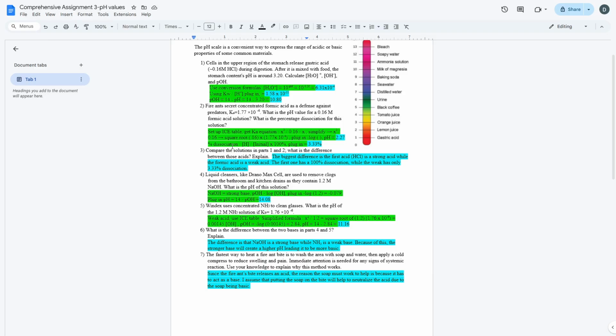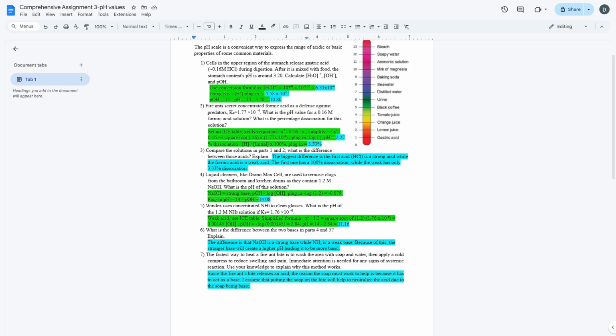To solve that, we just take the square root of 0.16, which is our concentration, times our Ka. Once we get that value, we plug it into negative log, and we get our pH, which is 2.27. To find the percentage dissociation, we take our proton concentration divided by our initial concentration, times 100%. Plugging in our proton concentration and our initial 0.16, times 100%, we get 3.33%.